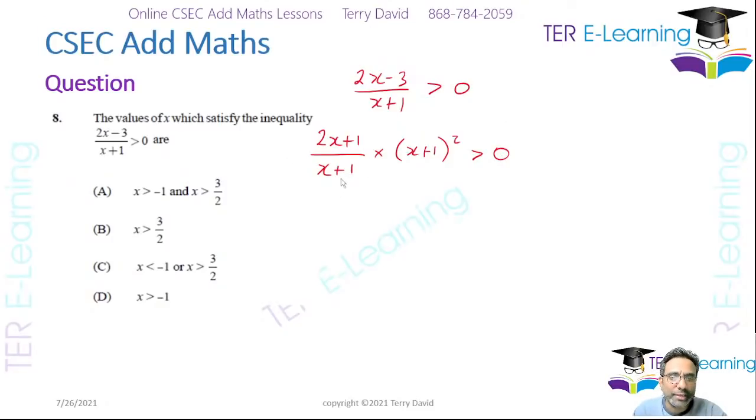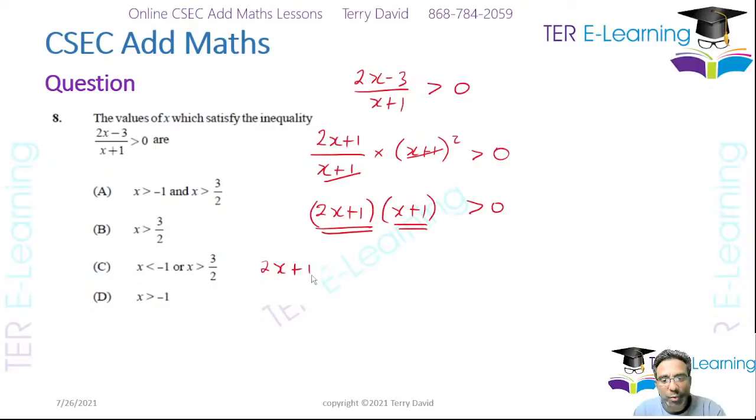Now, when I do this, this here is going to cancel with one of this. So what you're going to end up with is 2x plus 1 multiplied by x plus 1. Again, this is a product of two linear factors, so therefore that's a quadratic. If I were to solve this, I'm going to get 2x plus 1 is equal to 0, 2x is equal to minus 1, and therefore x is equal to minus a half. And the other one is x plus 1 equals 0, x is equal to minus 1.